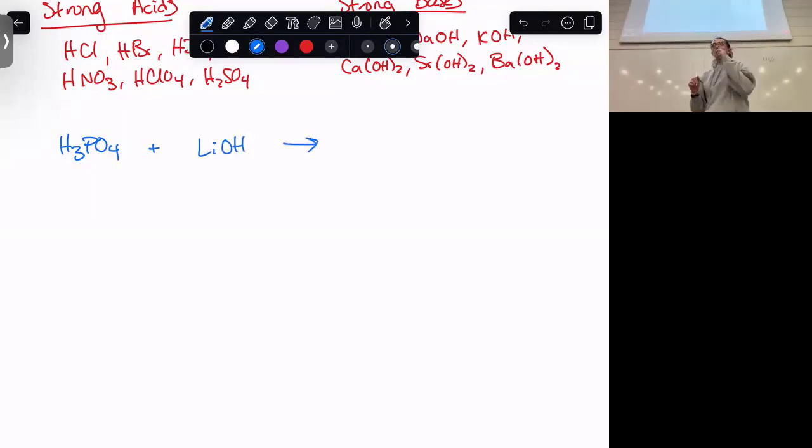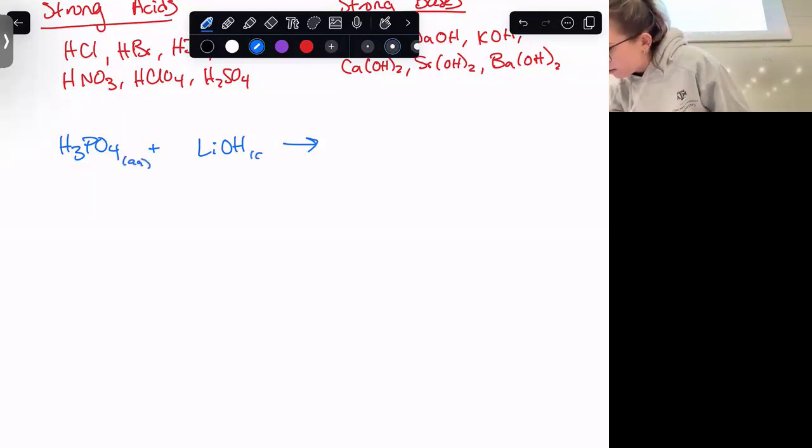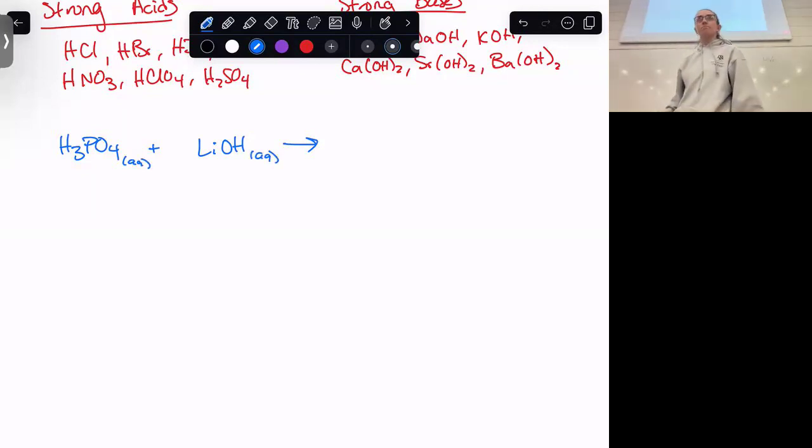Okay, so we're gonna do this one where we're going to predict the products first. Do we always assume it would be double displacement? If you see ionic bond and ionic bond, then you would assume that it's going to be double displacement, or if you see two components in both of them, then you can assume it's going to be double displacement.